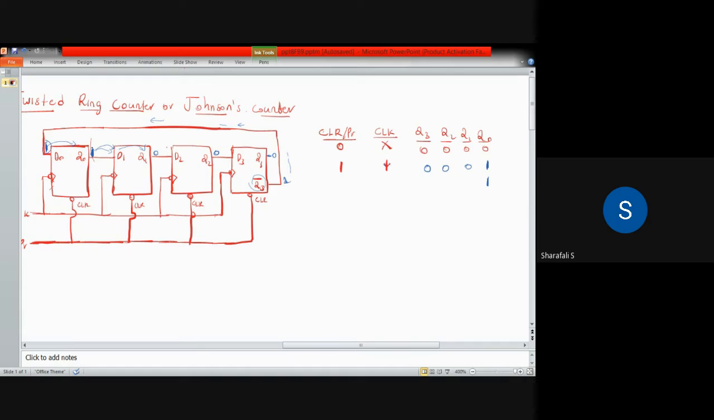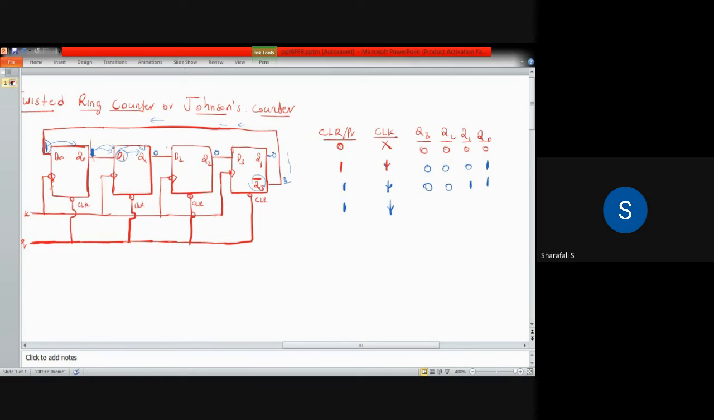Which means that Q0 is 1. That means D1 is 1 now, because Q0 is connected to D1. So when the next clock arrives, that D1 value will be shifted to this Q1, the output of the second flip-flop. That will be 1. So Q1 will be 1, and Q2 will be 0. Q3 also will be 0. So this is for the next clock, and still you have these values. Again, you can go on.